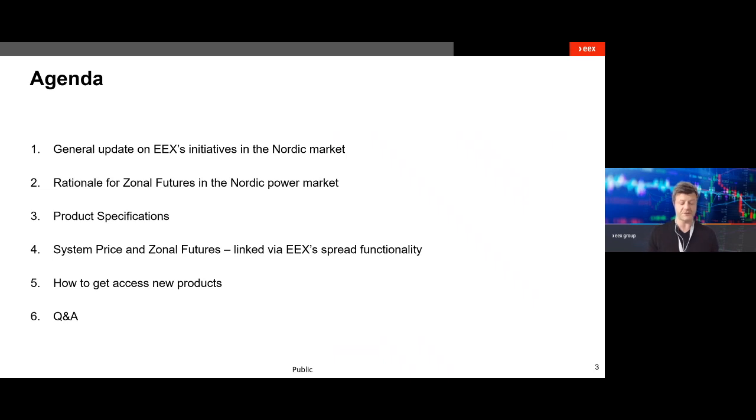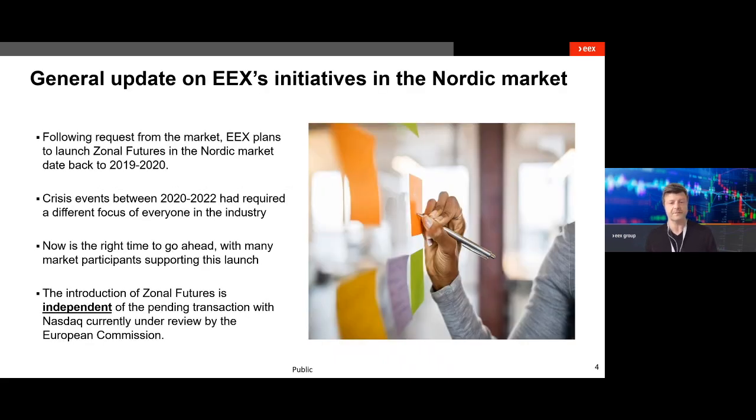We are first of all going to have a general update on the EEX initiatives in the Nordic market. We'll also focus on the rationale for the zonal futures in the Nordic power market. We'll briefly dive into the product specifications, talk a little bit about the link between the zonal power futures and the system price via the EEX spread functionality. Thereafter, we'll talk about how to get access. And then, as I mentioned, we have some time to answer any questions that you have.